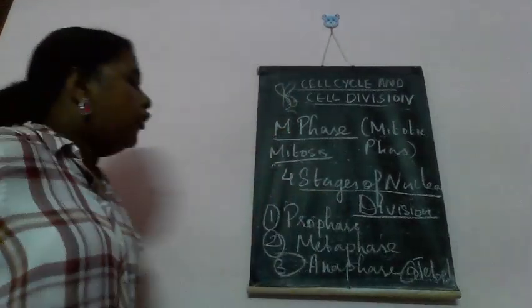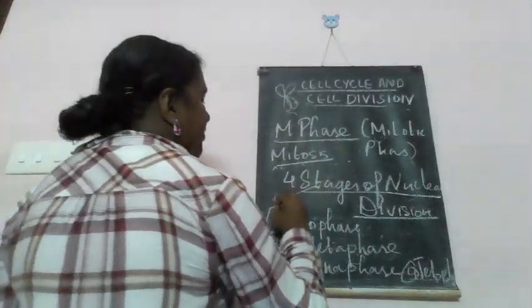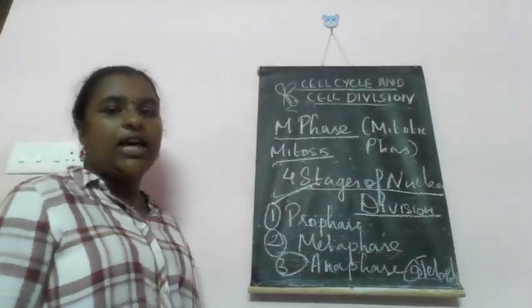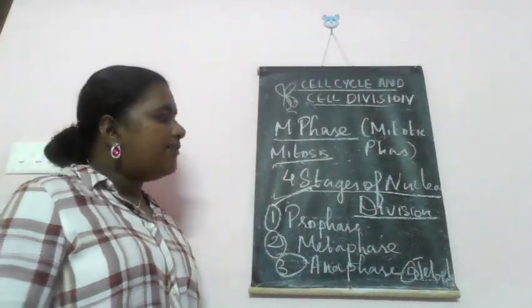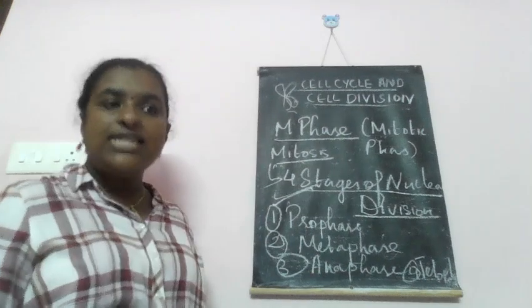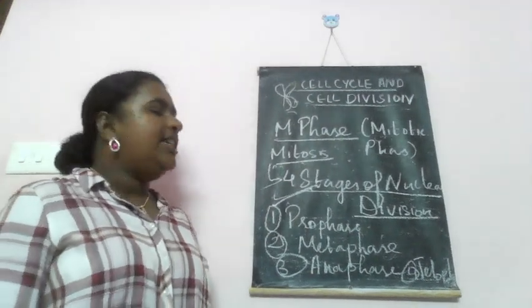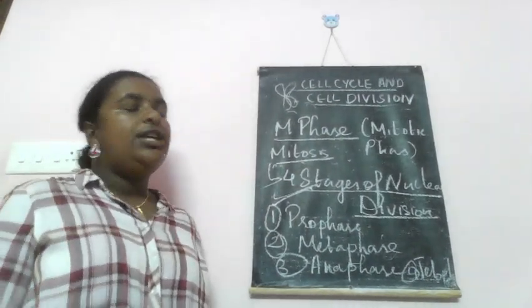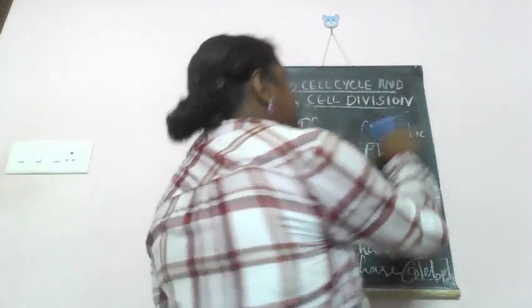So these are the four stages of nuclear division in mitosis: prophase, metaphase, anaphase, and telophase. What are these phases? You need to know. It's very important to know.